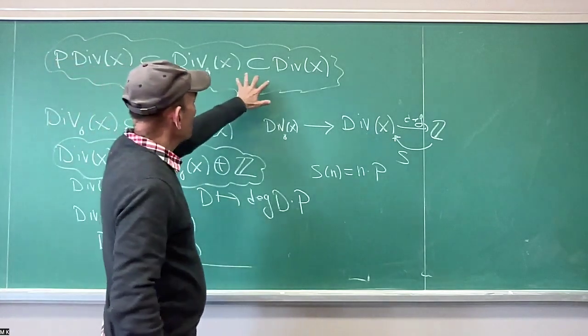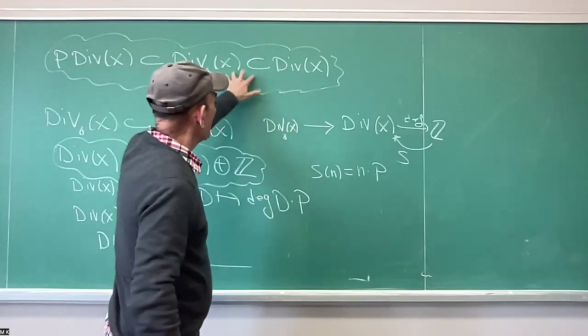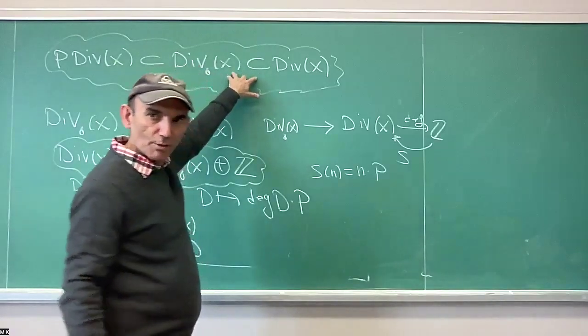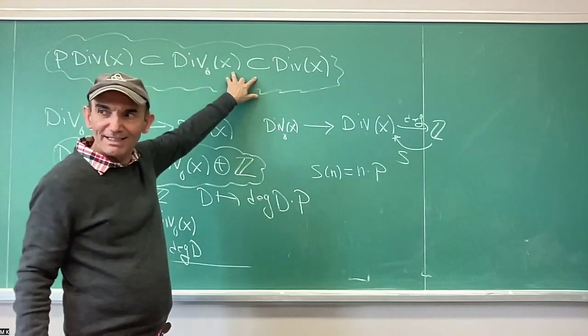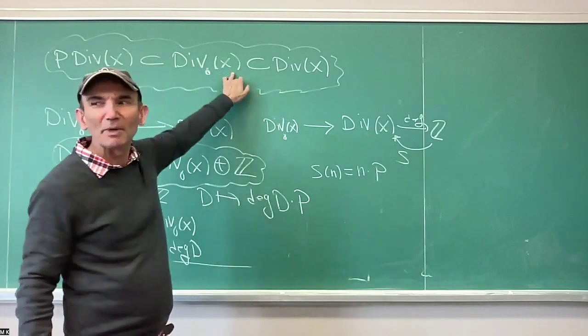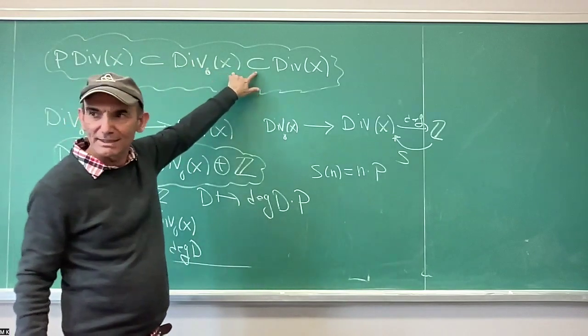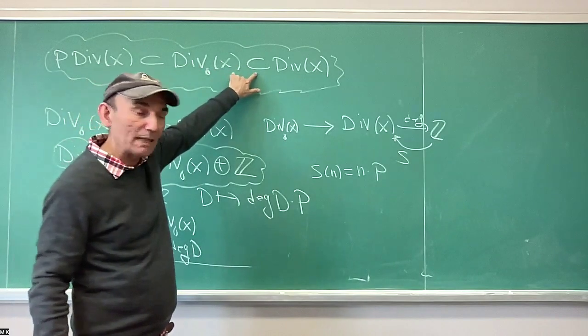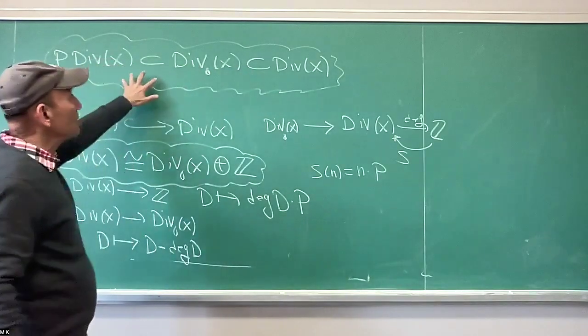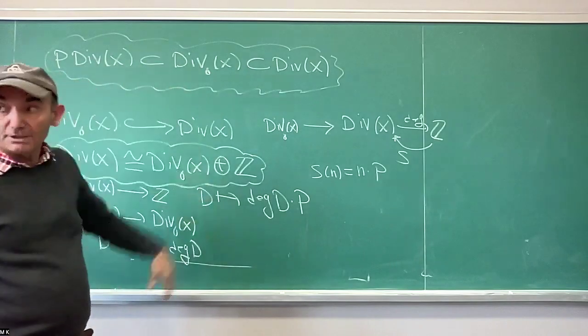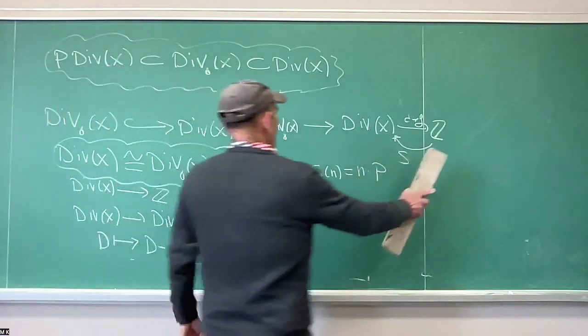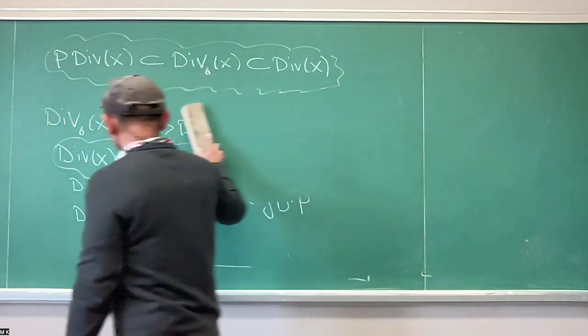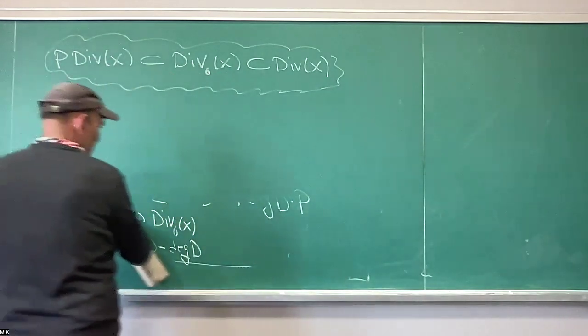I'm trying to say that the difference between this and that is just one Z, one abelian group Z. This guy really has codimension 1 inside this space. So the difference between the two is not that big. But the difference between these two is quite interesting. And that's why we take the quotient, and that's called the divisor class group.